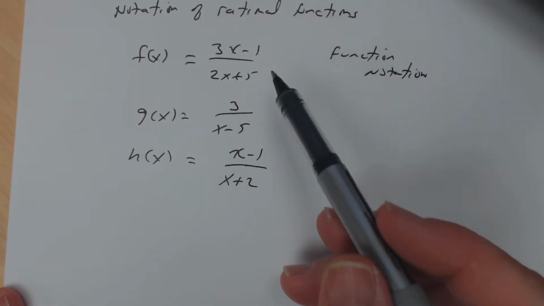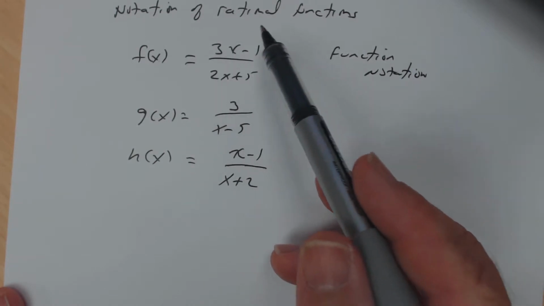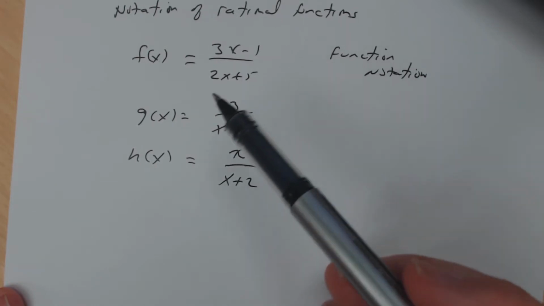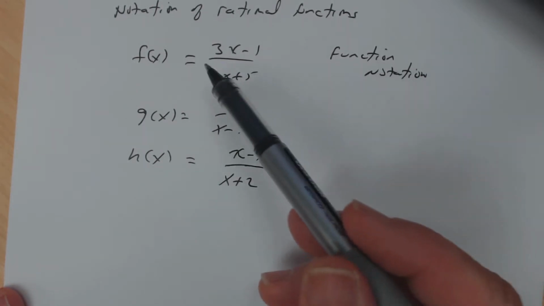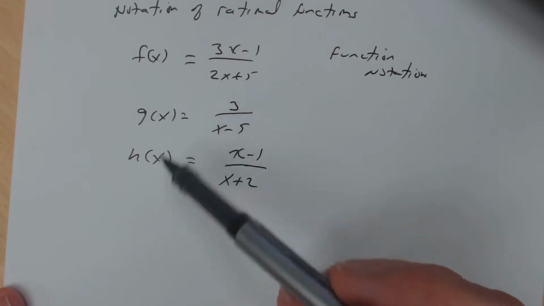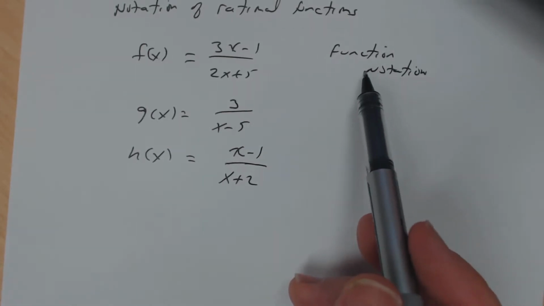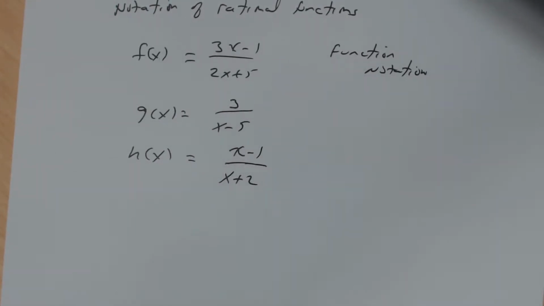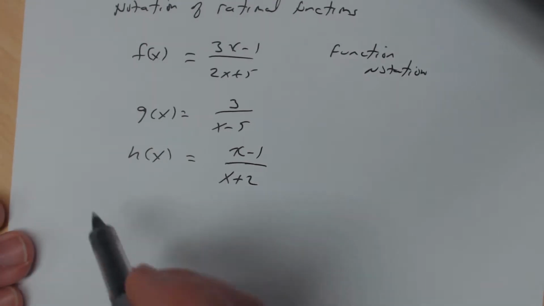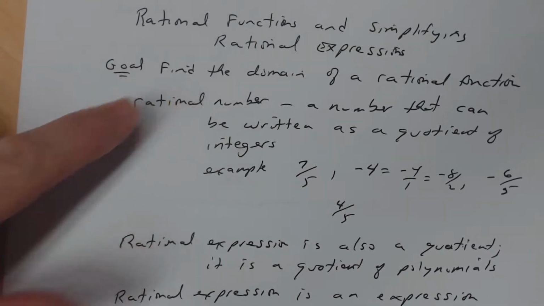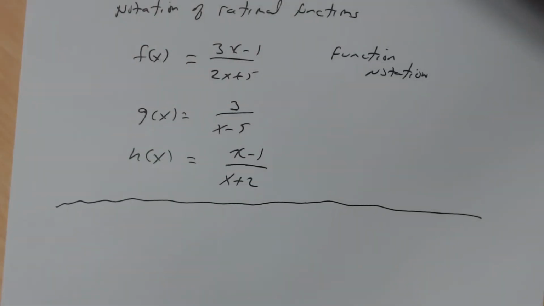A rational function is made up of rational expressions. These are all rational expressions. It's called a rational function because of that function notation: f of x, g of x, h of x. So just remember, a rational function is based on that function notation. Now we're getting to the point where we're going to talk about finding the domain of a rational function.